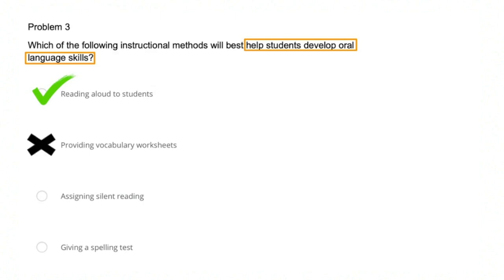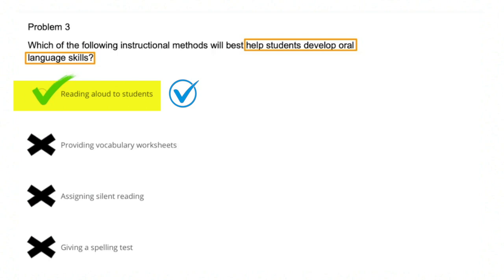Assigning silent reading. If it's silent, it's not going to help develop the oral language skills because there's no speaking and listening involved. Giving a spelling test. This is going to help students with encoding words and not with speaking and listening. So that one is not going to help students develop their oral language skills either. The best option to help students develop oral language skills is the instructional method of reading aloud to students.